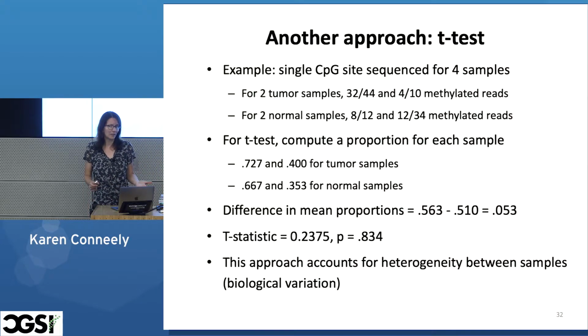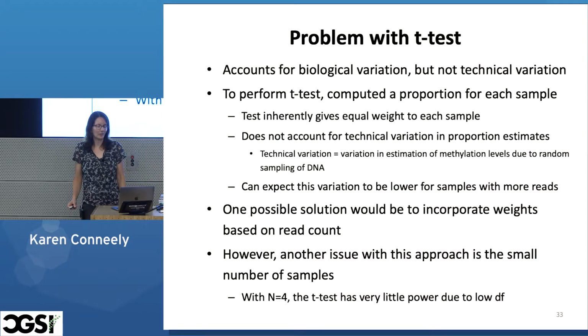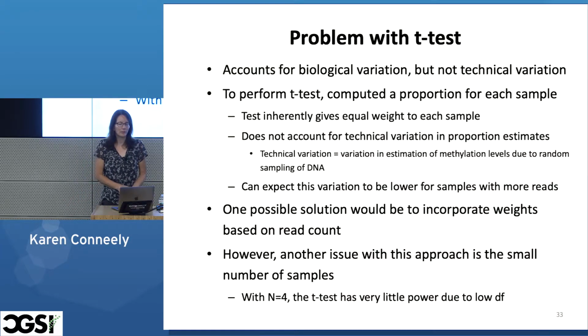And here we did account for the heterogeneity between the samples. We used the proportions, and the proportions were different. So we treated each sample as independent of each other. So we did correctly account for the biological variation. But now we didn't account for the technical variation. When we computed the proportions and then threw them into a t-test, we were inherently giving equal weight to each sample. And this did not account for the technical variation due to some samples having much greater read depth than others. And so this is something that we needed to account for.